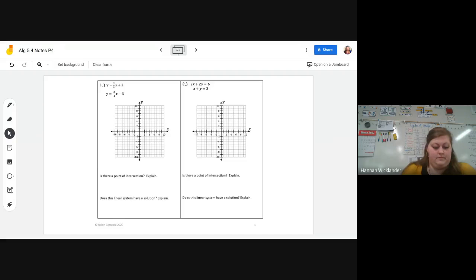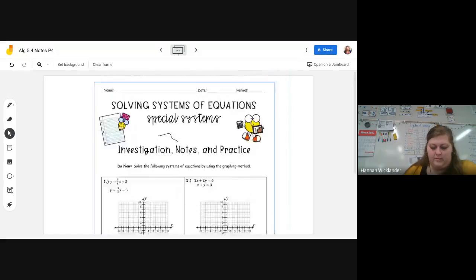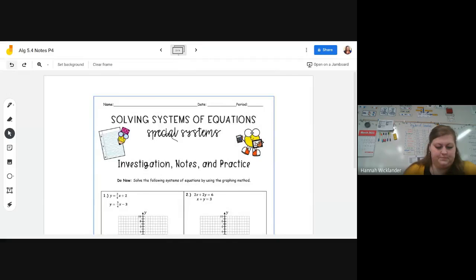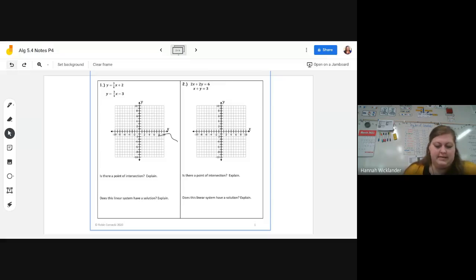Okay. Can you see my screen? Someone tell me yes or unmute themselves. Okay. Yeah. So the first page of notes I kind of shrunk because mine is a little bit smaller, but it's the same page. I just moved up to the important part. Okay. So it says to graph the 2 lines. So I'm going to do that.